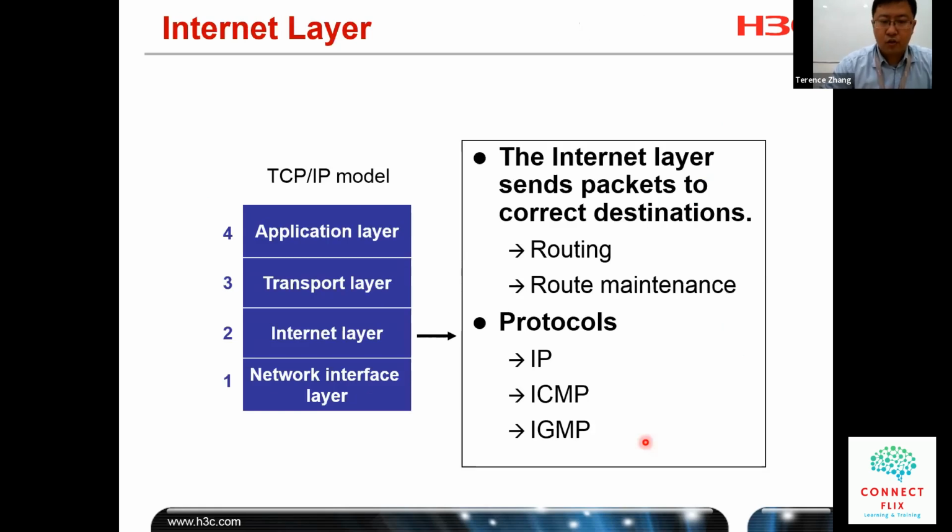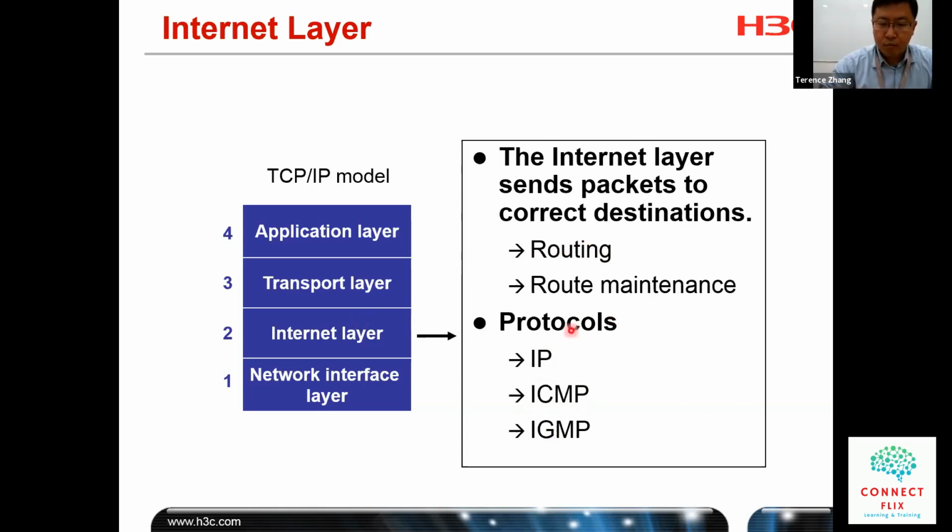Because TCP/IP is out of the OSI model, the functions are similar. So here we only take a look at the typical protocols or typical functions mentioned in TCP/IP. For the internet layer, which is the network layer in the OSI model, the typical protocols are IP, ICMP, IGMP, right? They also do routing and route maintenance. It's a similar function to the network layer of the OSI reference model, right?